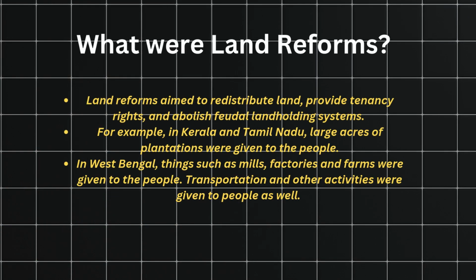So, what were land reforms? Land reforms aim to redistribute land, provide tenancy rights, and abolish feudal landholding systems, such as depicted in the picture that was shown earlier. For example, in Tamil Nadu, large acres of plantations were given to the people. In West Bengal, things such as mills, factories, and farms were also given to the people. Not only those, but transportation and other activities were given to them as well.